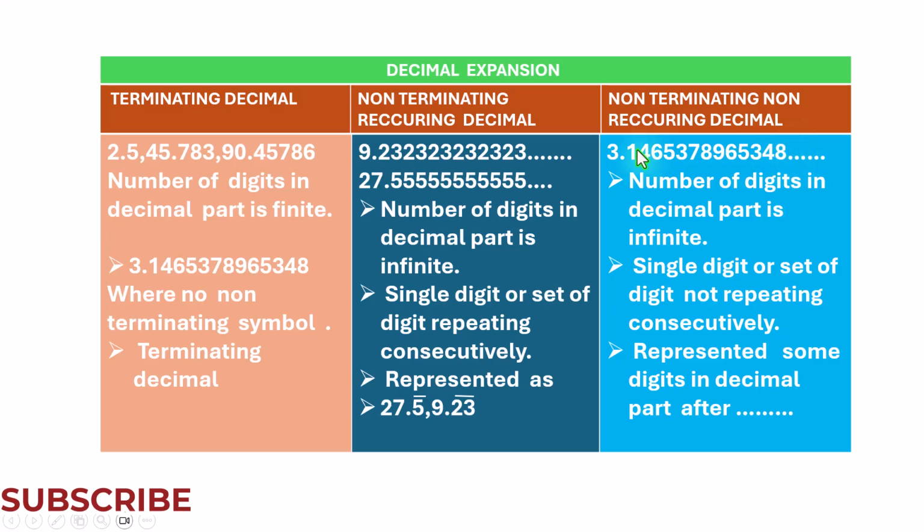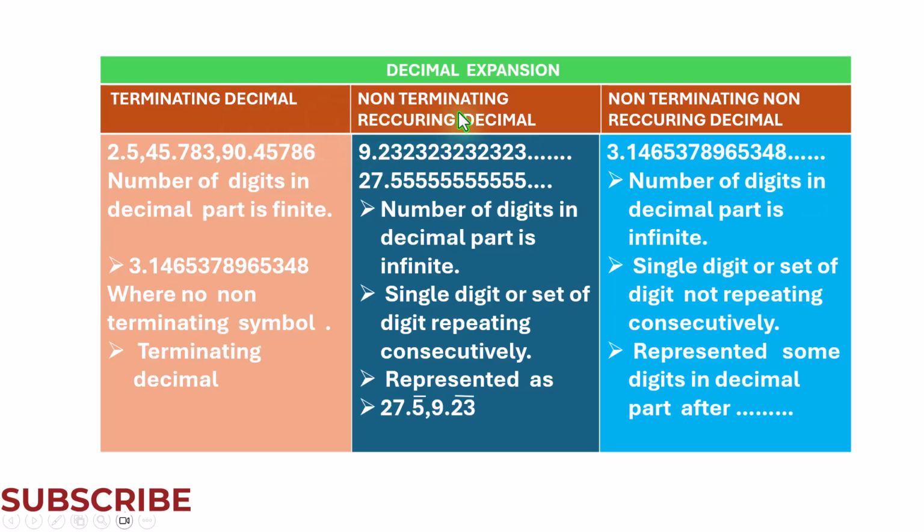Look at this number. This is also the same number, but there is a difference between this one and that one. Here the non-terminating symbol, the dot, is there. Here there is no non-terminating symbol. If there is no non-terminating symbol, the number is a terminating decimal. With the non-terminating symbol, the number of digits in the decimal part is infinite, and a single digit or set of digits is not repeating consecutively. So this is a non-terminating non-recurring decimal.